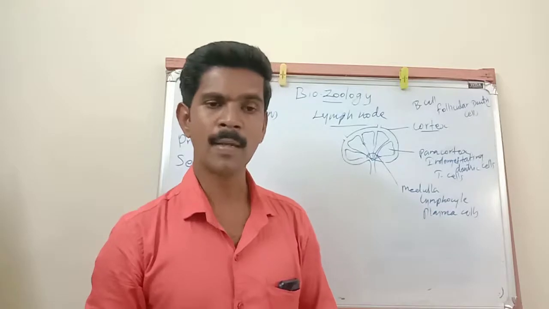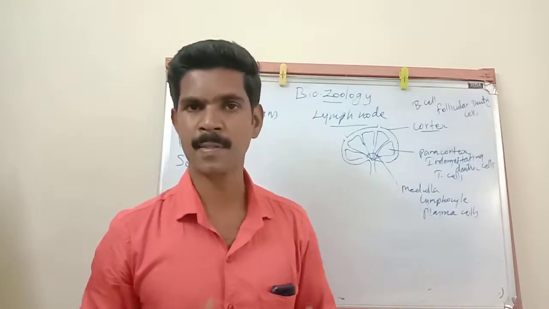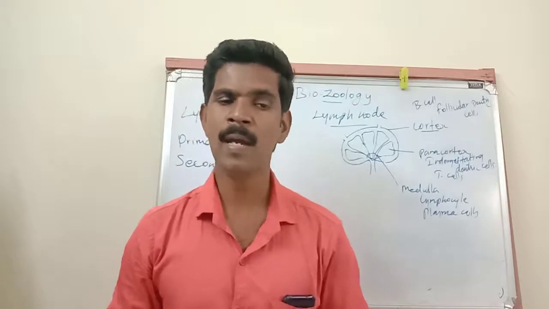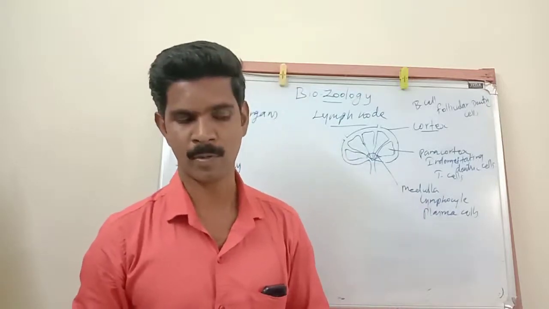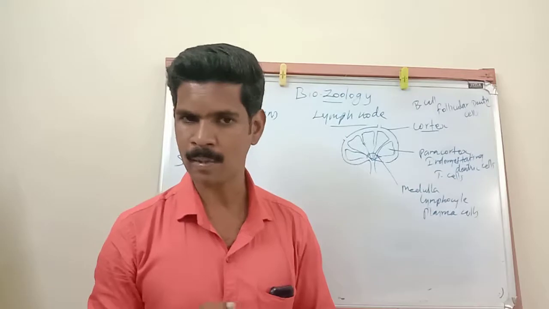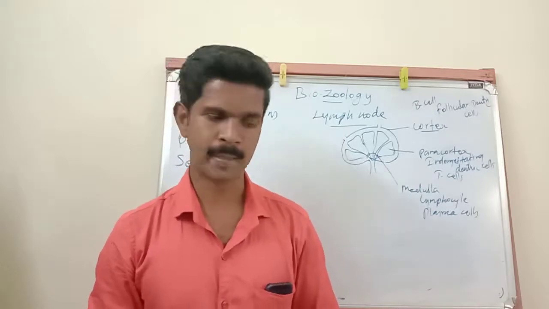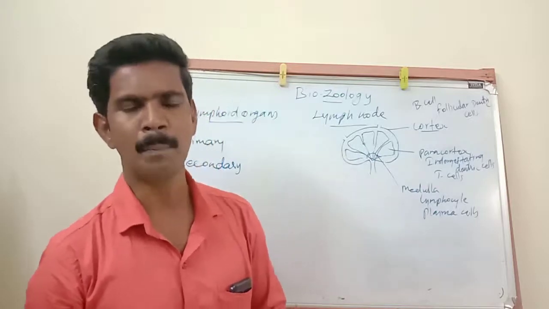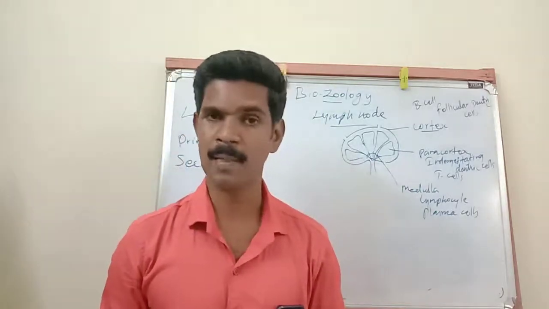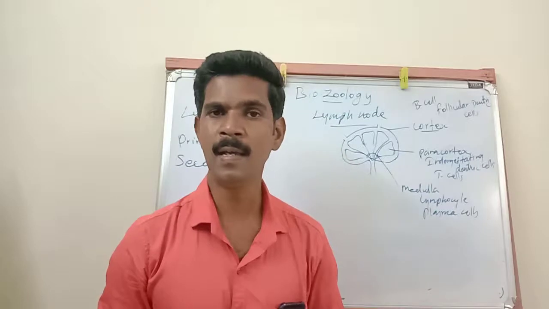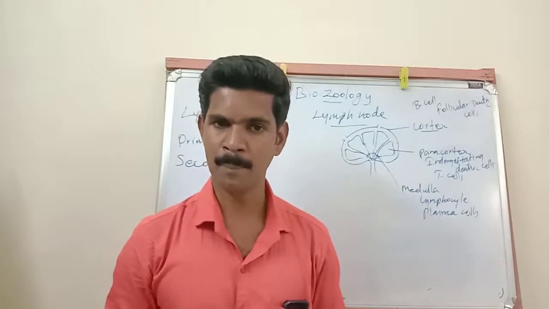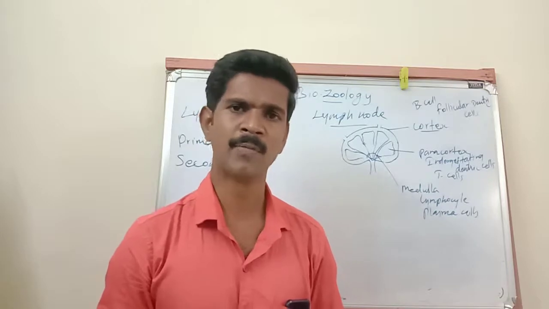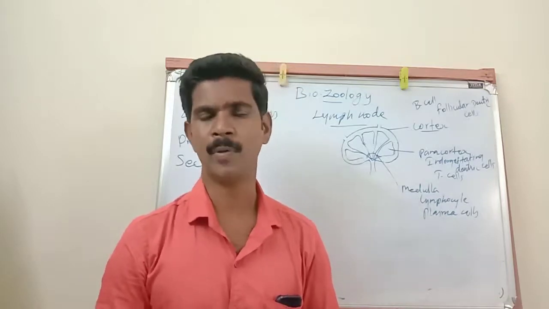More than a hundred lymph nodes are present in our body. A healthy person's body consists of more than 100 lymph nodes. I hope you all understood these points. The lymph node contains many lymphoid cells, for example lymphocytes and macrophages. A large number of lymphocytes and macrophages are present inside the lymph node.